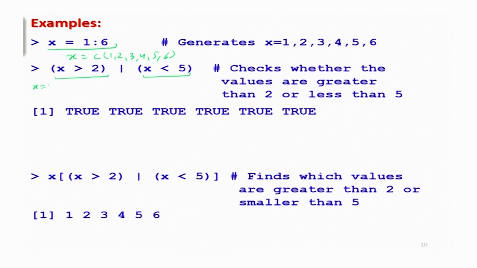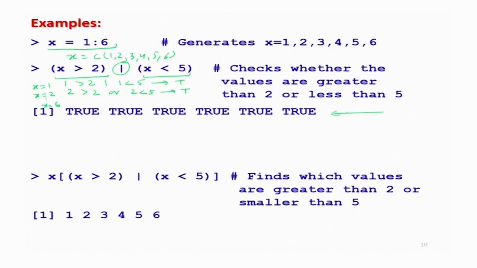The same operation: x will try to choose the first value 1, and it will check whether 1 is greater than 2 or 1 is less than 5. Since you have given only a single operator, the control will go to the next value also, and it will check for x equal to 2 whether 2 is greater than 2 or 2 is less than 5. In this case, the answer will come out true in the first case and true in the second case. And similarly, you can continue with x equal to 6 and you will find the answers.